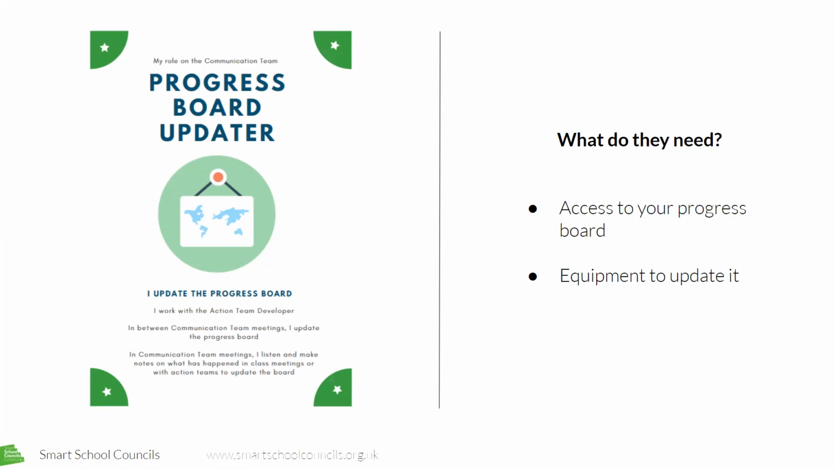So I update the progress board. Work with the action team developer. In between communications team meetings, I update the progress board, and in the comms team meetings themselves, I listen and make notes on what happened in class meetings or action teams so that I then can go and update the board. All they need to do their job is access to the progress board and the equipment they need to update it. And again, that's something that they can do independently. They don't require anybody else's support to do that.